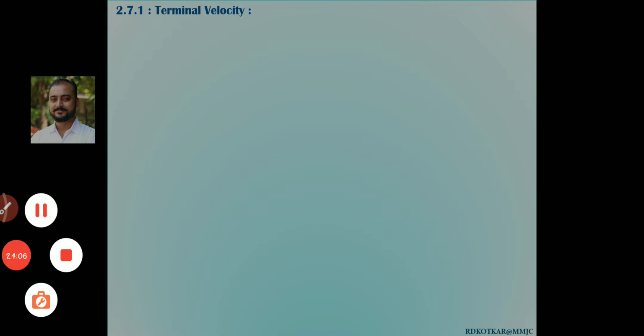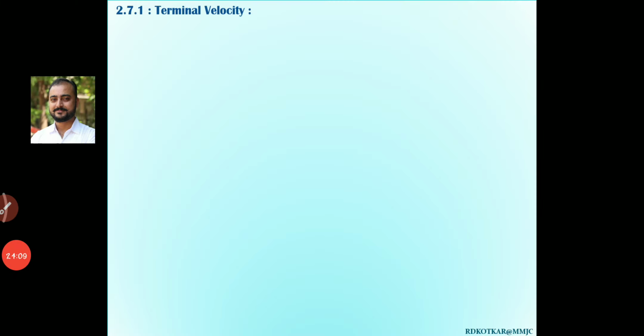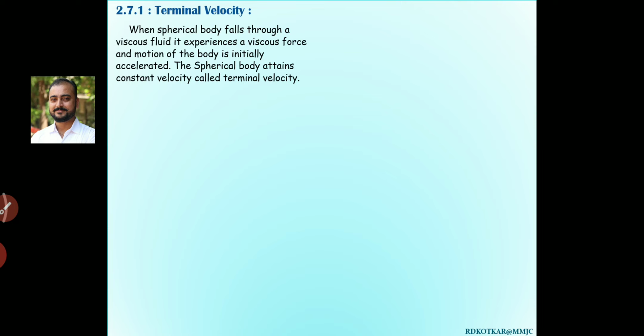Okay, so next point, terminal velocity. In the case of terminal velocity, let us consider when a spherical body falls through a viscous fluid. It experiences a viscous force and the motion of the body is initially accelerated. The spherical body attains a constant velocity called terminal velocity.